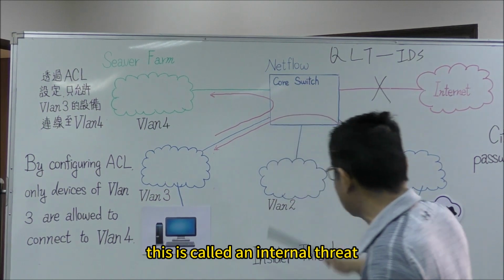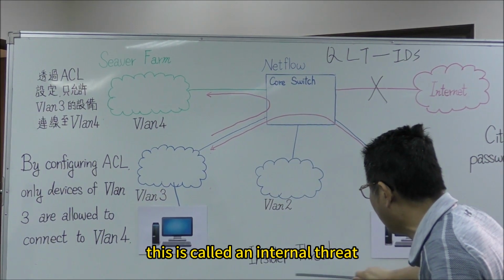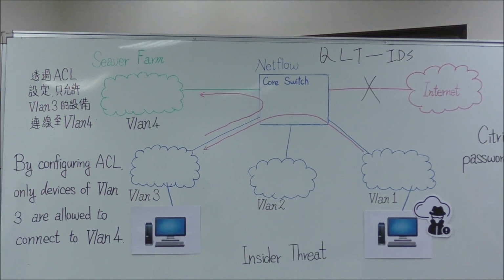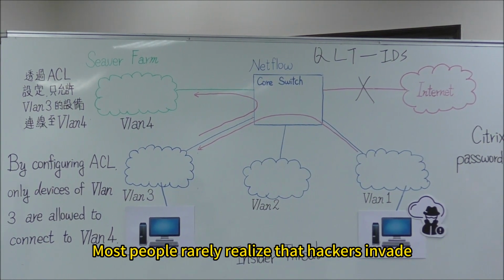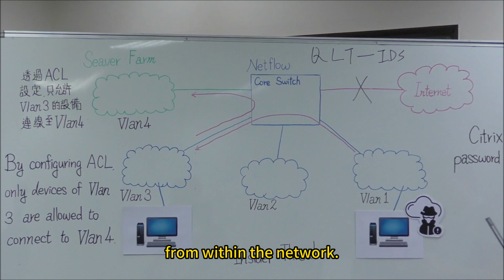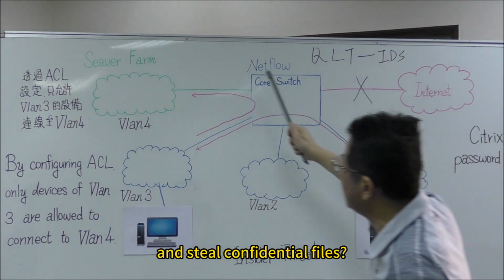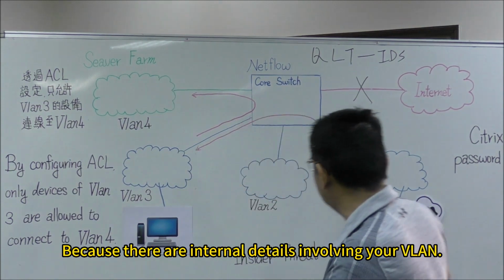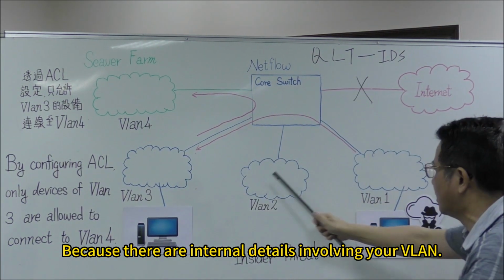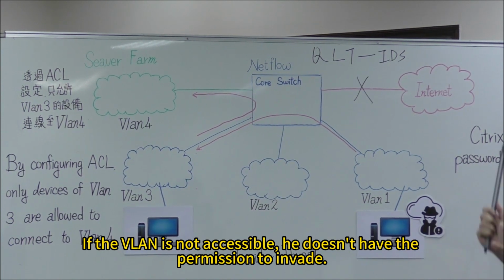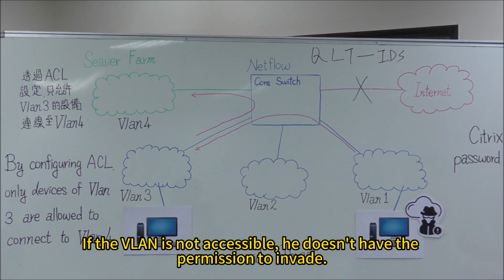So you see, this is called an insider threat. This is how he did it. Do you understand what I'm saying? Most people rarely realize that hackers invade from within the network. How did he manage to invade and steal confidential files? Because there are internal details involving your VLAN. There are certain situations where the VLAN can or cannot access.